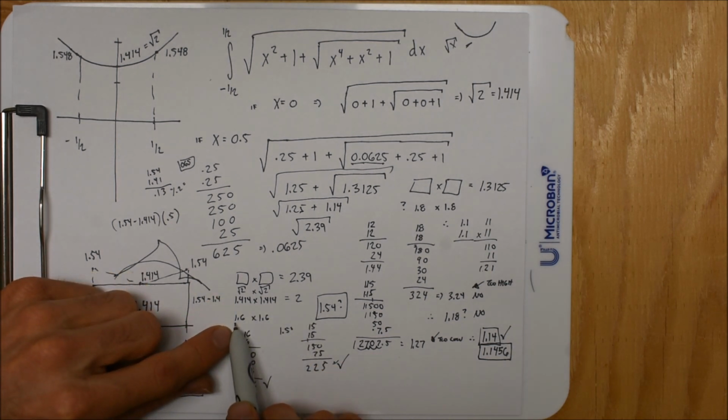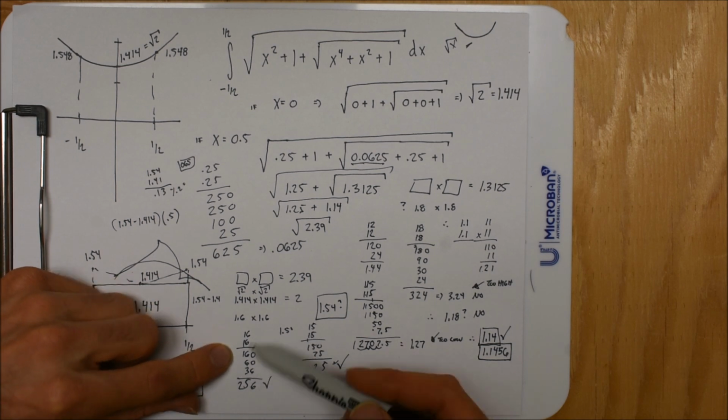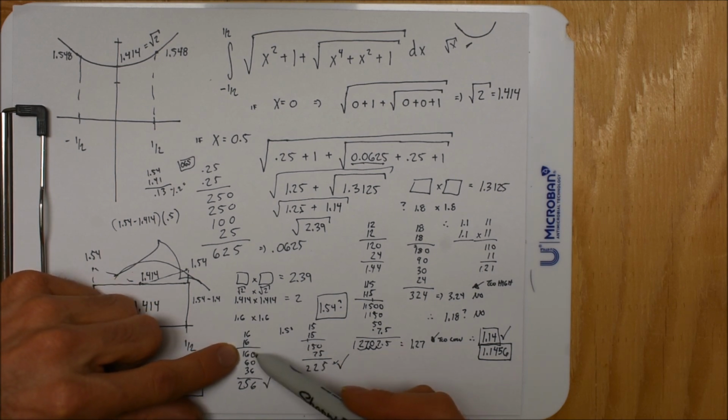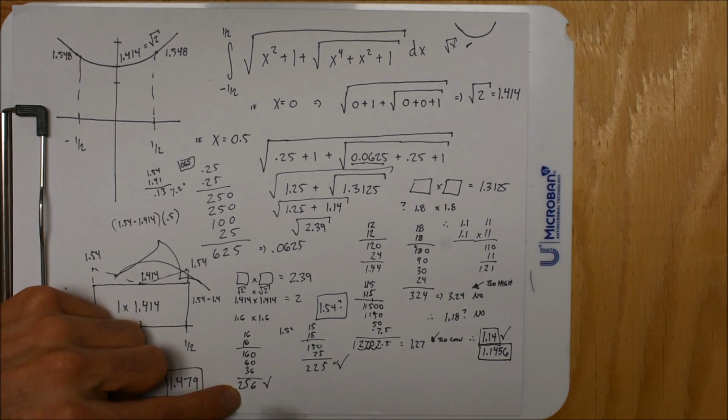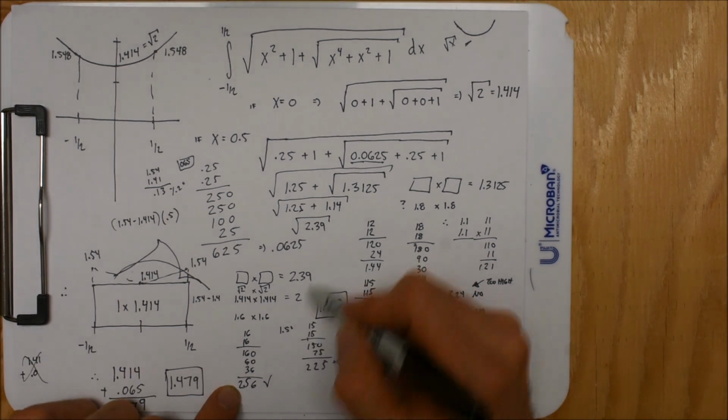So then I guessed 1.6 times 1.6. I do that same thing. 16 times 16. That's 160. Times 60 times 36. 256. Move the decimal place, we get 2.56. Ooh, that's pretty close. That's a little high.